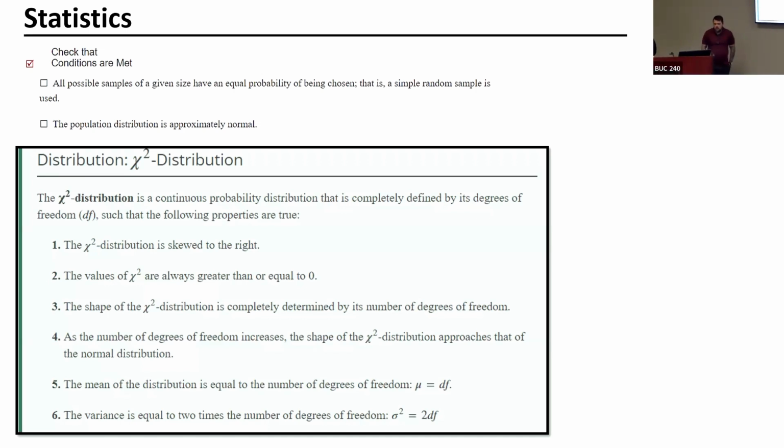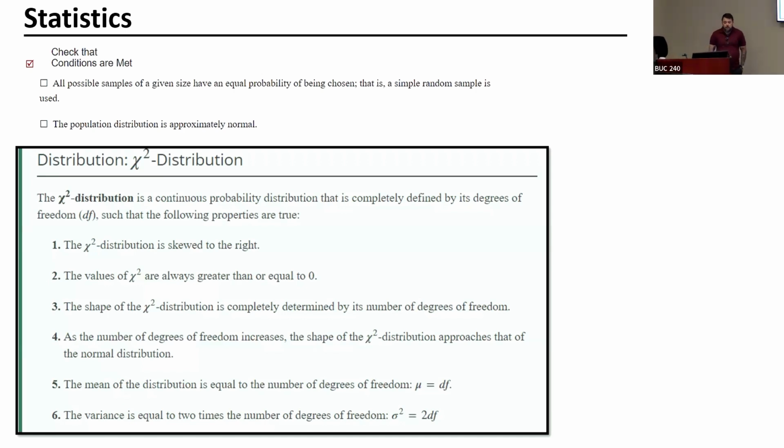And yes, once again, it does follow some very simple rules that we need to remember. The chi-square distribution is a continuous probability distribution that is completely defined by its degrees of freedom. And these properties are true. The chi-square distribution is skewed to the right. Remember what that looks like? That's where the trough is on the right-hand side. The values of chi-square are always greater than or equal to 0. The shape of the chi-square distribution is completely determined by its number of degrees of freedom.